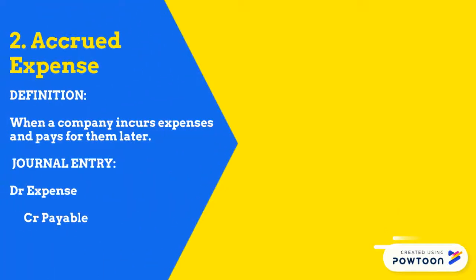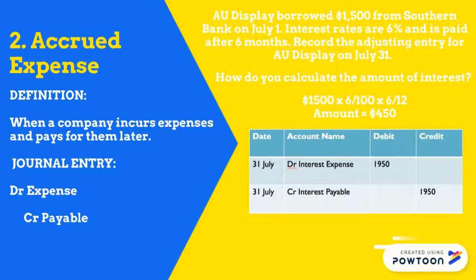Accrued expenses is when a company incurs expenses and pays for them later. In this scenario, to calculate interest, you get 1,500 times 6% times 6 months over 12, as most interest rates are calculated annually, getting you $450. You then add this to the 1,500, getting you $1,950.